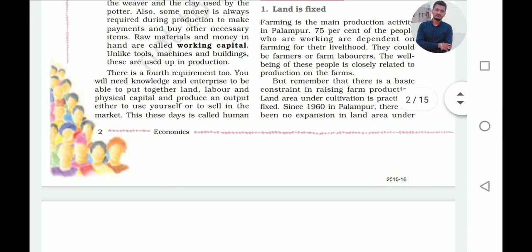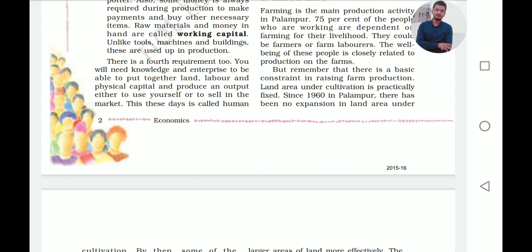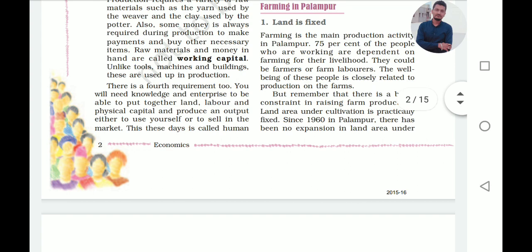But remember that there is always a basic constraint in raising the farm production. The first and main one is the land area. The land area they are getting under cultivation is practically fixed. So the point we are discussing: land is fixed.